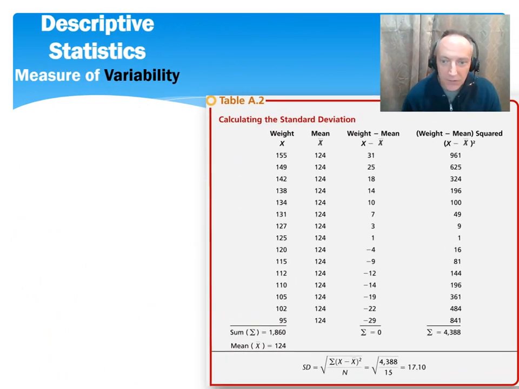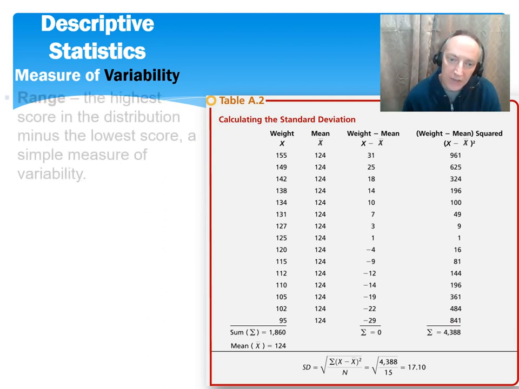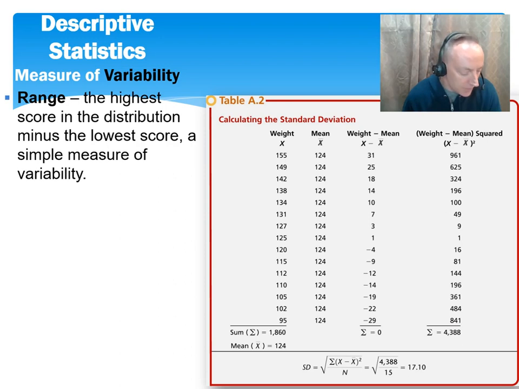So another aspect of descriptive statistics is, well, what kind of variability do we have? Do we have any of those extreme scores? Well, the simplest measure of variability is simply the range. This is the high score, this is the low score. The range is in between.